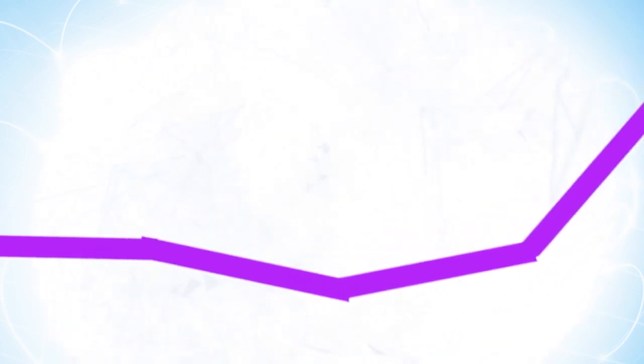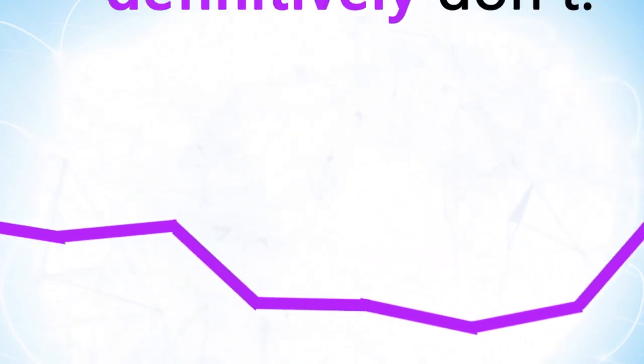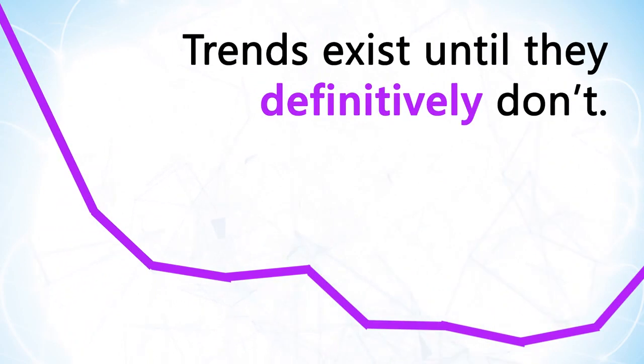6. Trends exist until they definitively don't. This one's pretty simple. It's basically saying to look at the big picture. Always give the longer-term trend the benefit of the doubt when there are short-term market swings. It's very tough to know when one trend is ending and a new one is beginning, so err on the side of the long-term pattern.